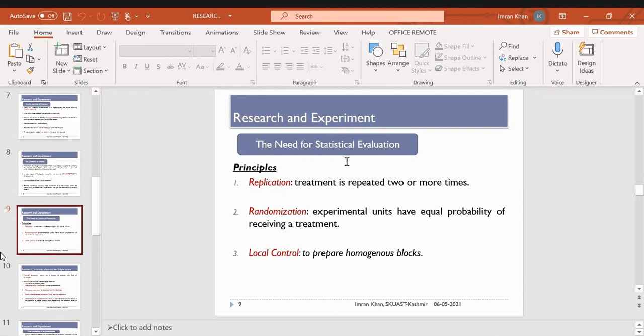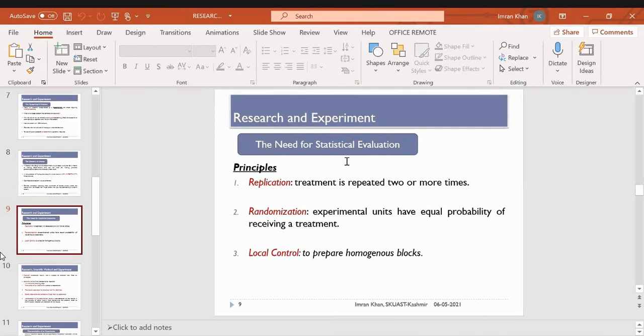If you repeat it more times, you will be more confident of your decision, whether drug A is better or drug B is better. When we try them on more experimental units, our precision and accuracy will be high. That's what we mean by replication. The more replicates, the better, if you want to be more confident of your results.